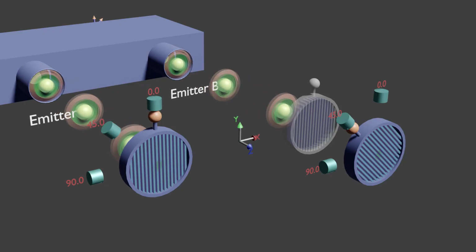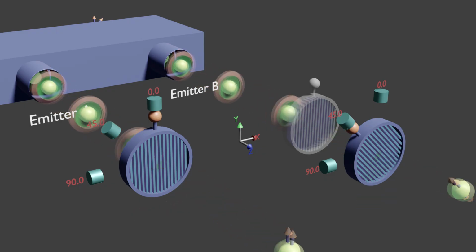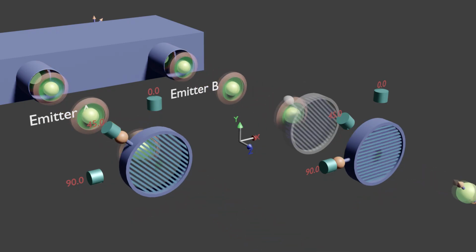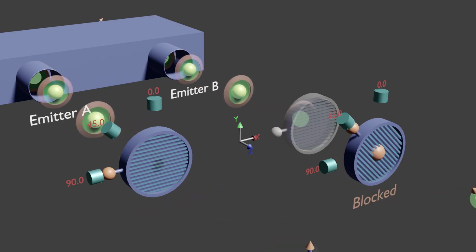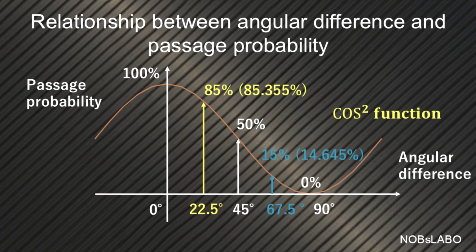Now, here's a question. If the filter angles are set to 0 degrees, 45 degrees, and 90 degrees, is Bell's inequality violated? While the relationship between the filter angle difference and the probability of passage is cosine squared, it takes proportional values at these angles. So it is not possible to violate Bell's inequality.